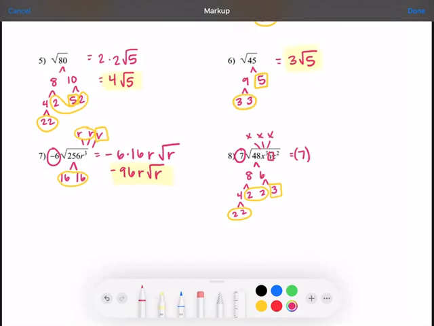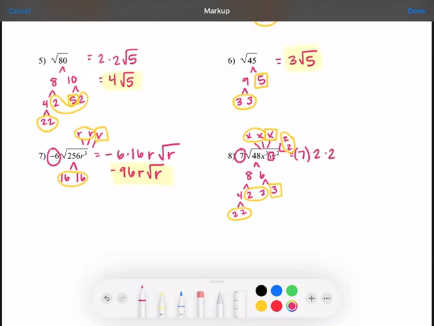When I look at the x's, I have 3 x's. I have a single y, so that's going to go inside, and then I have 2 z's. So I have 3 x's, so one pair will come out, this will stay in, and then the z's will come out because they make a pair.